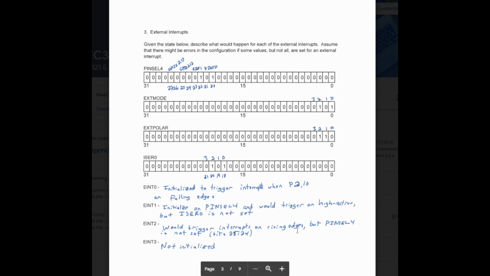EINT 2 would trigger on rising edges, but PINSEL4 is not set, so it is a GPIO pin. It is set in ICER0, so you could maybe presume that this is a mistake and that we just didn't set PINSEL4 properly. In EINT 3, we didn't initialize this. We didn't initialize either of these, so we can probably assume that EINT 3 is just not being used here.